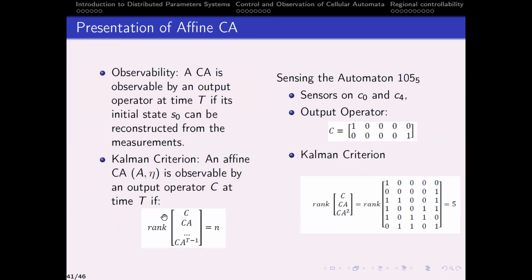Here I just give some results without any proof. It's just to give some results for Affine CA and to prove observability of Affine CA by using this rank condition. It depends, of course, on n, which is the size of the lattice.